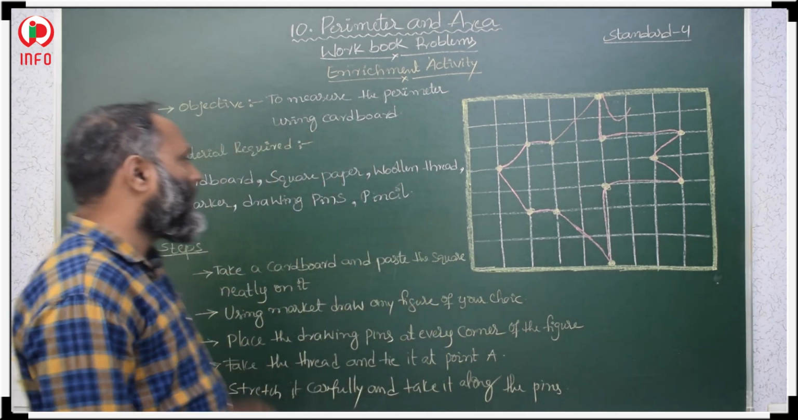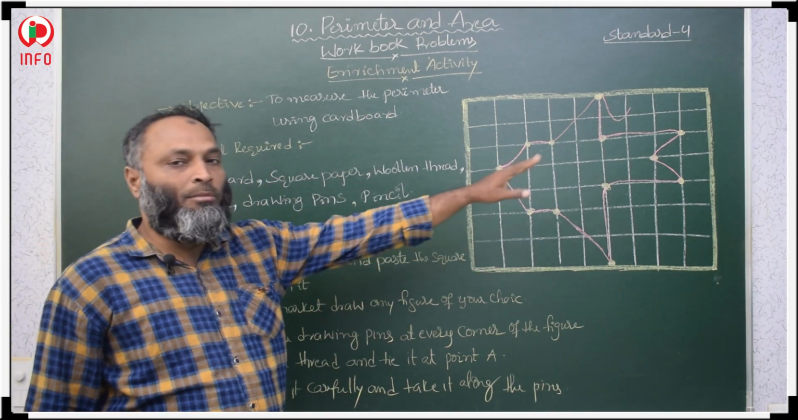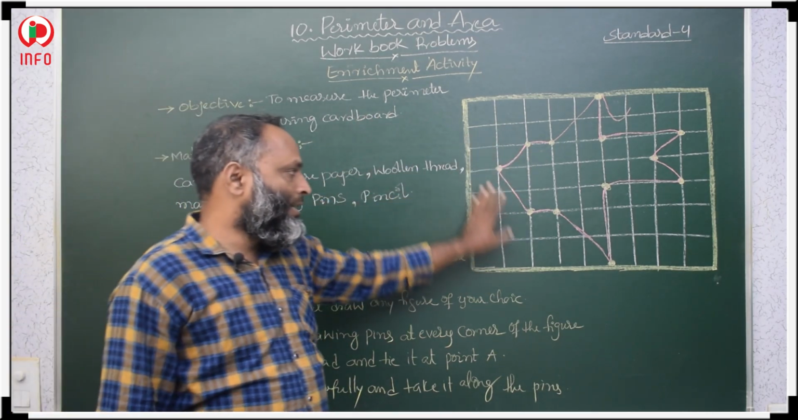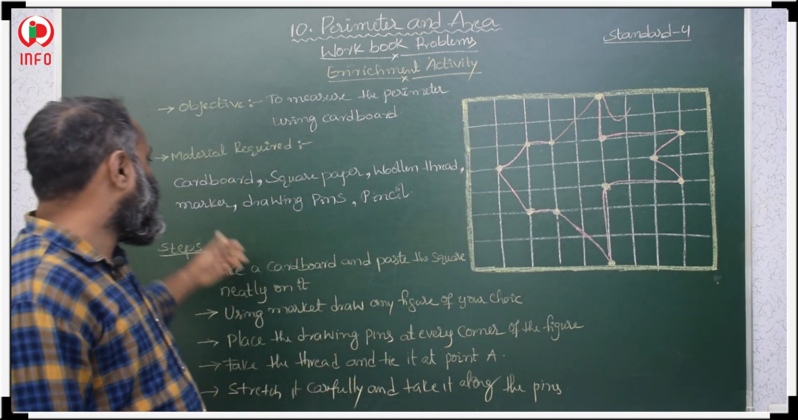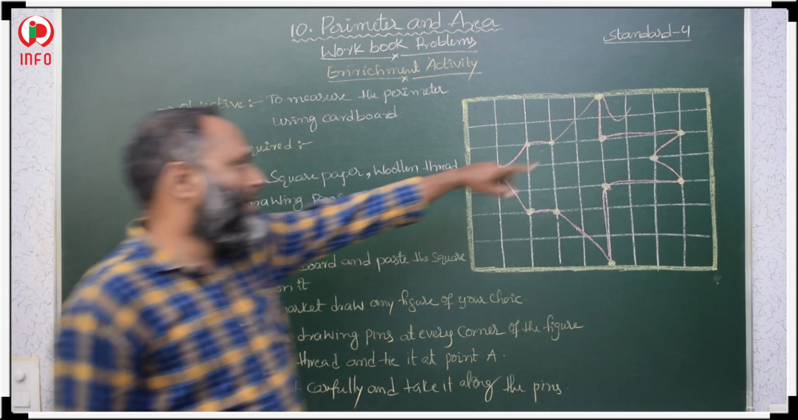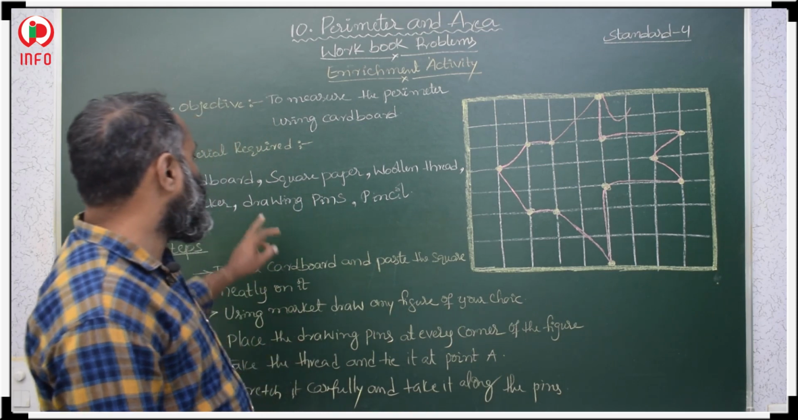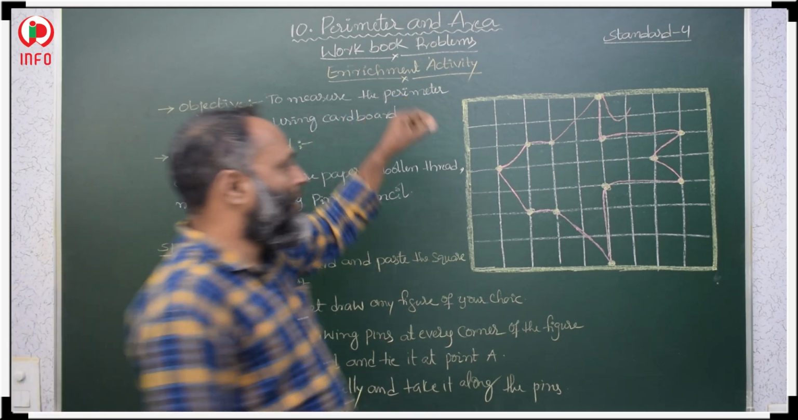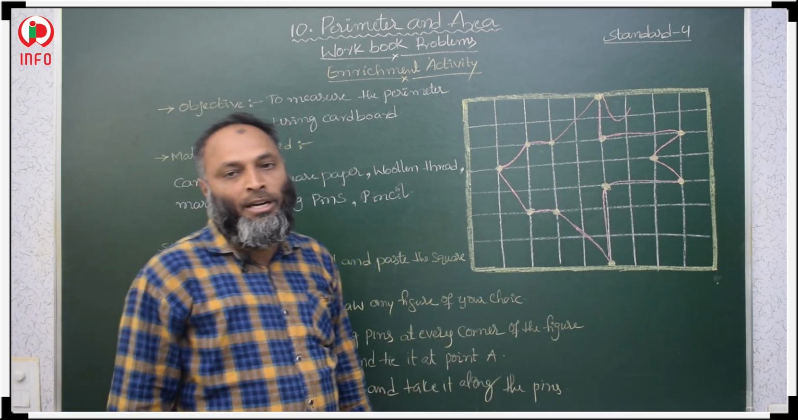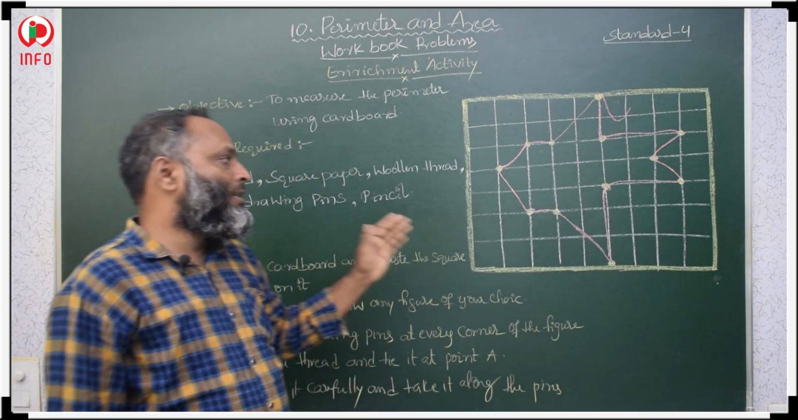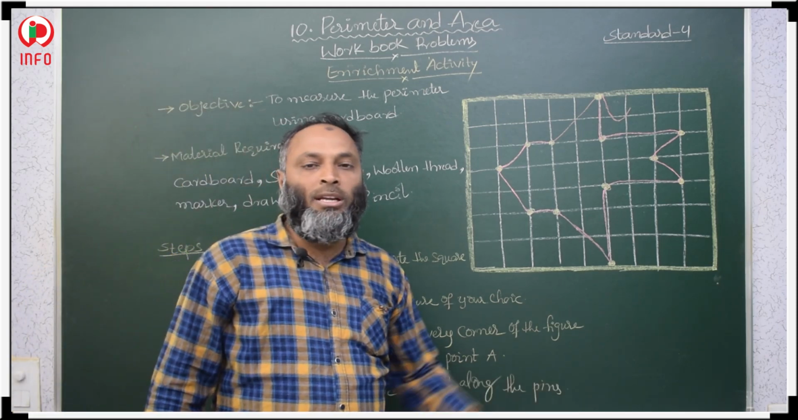See here. What materials do we need? One cardboard, this type of cardboard, and square paper, and woolen thread. One thread we need, and a marker, one marker to draw the picture. Then drawing pins to keep at the points, and a pencil also we need. These materials we need to measure the perimeter of any required picture.